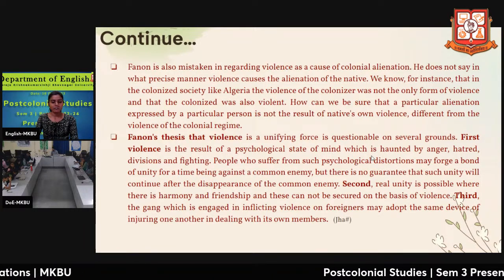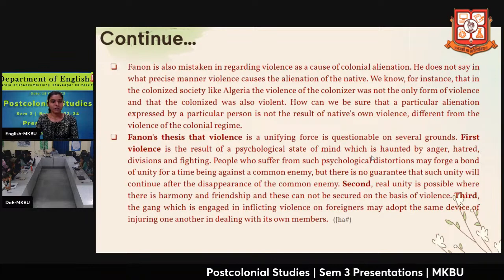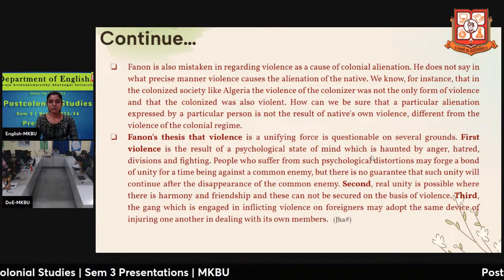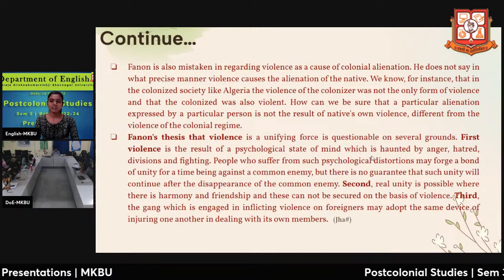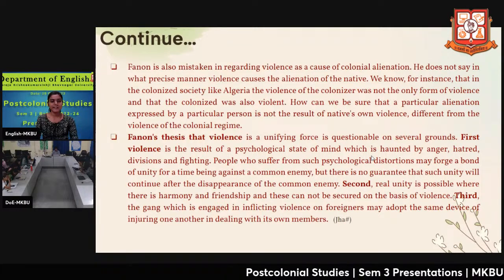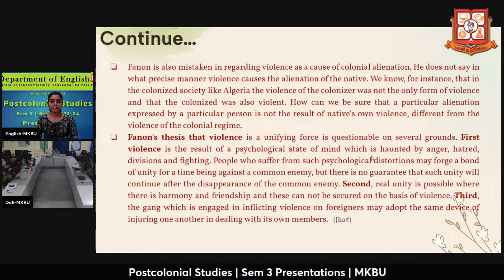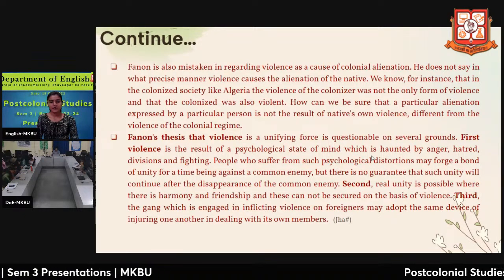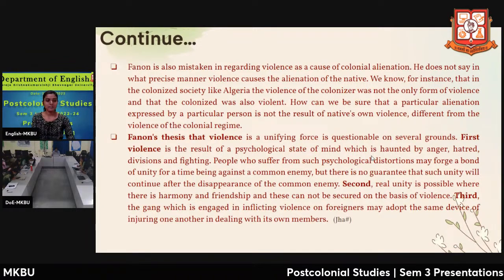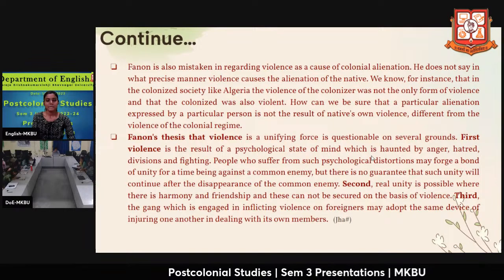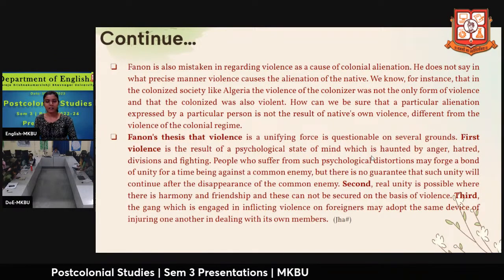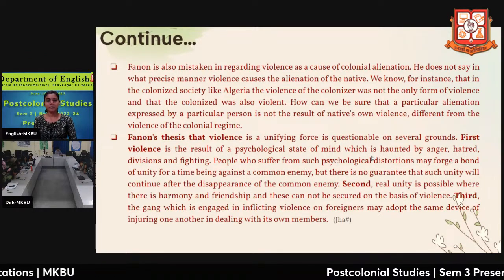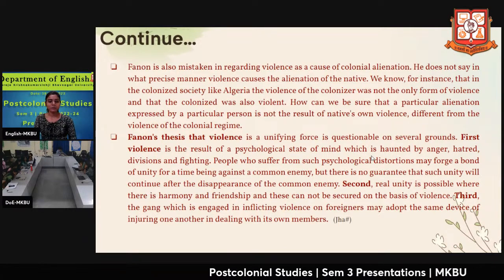Fanon is also mistaken in regarding violence as a cause of colonial alienation. He does not say in what precise manner violence causes the alienation of the native. We know, for instance, that in a colonized society like Algeria, the violence of the colonizers was not the only form of violence, and that the colonized were also violent. How can we be sure that a particular alienation expressed by a particular person is not the result of the natives' own violence, different from the violence of the colonial regime?